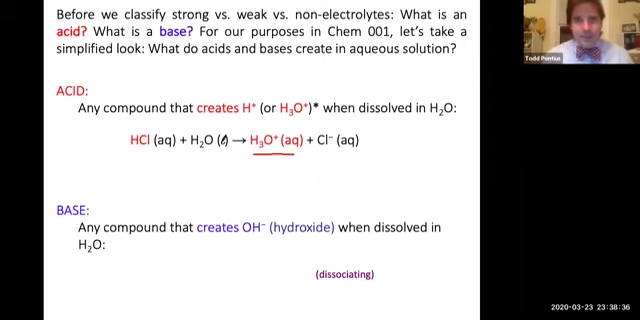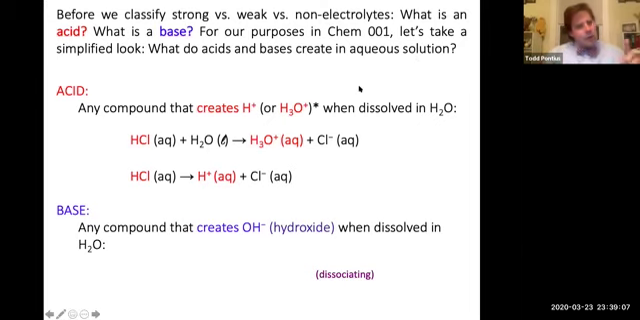But we can simplify this. For our purposes, when we look at acids and bases, we can just write out the reaction rather than writing out what it does with water. We can just write the reaction like this. HCl dissociates into H plus and Cl minus. And strong acids, the ones that we're going to be looking at today, dissociate completely. So these are called strong electrolytes because they readily form these ions in aqueous solution.